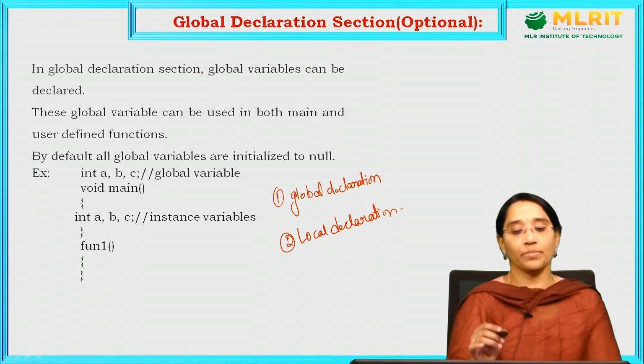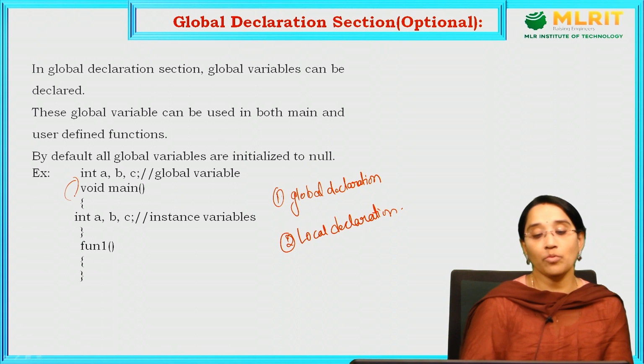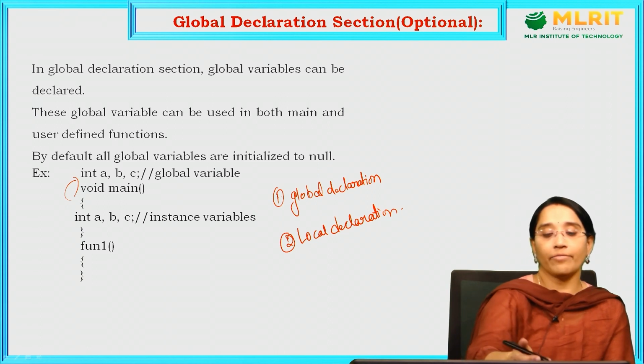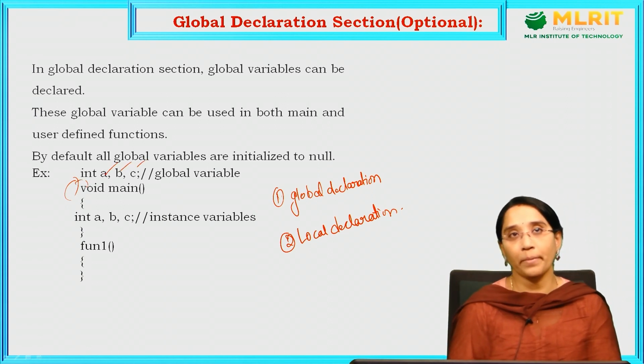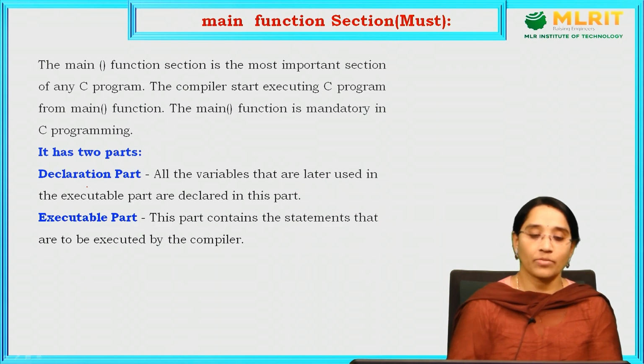Global declaration means, suppose I write something above the main because I want to use the variables a, b in my program or in my user defined section 2. So I will define the 3 variables or 2 variables above the main, so that those variables will be used throughout your program.